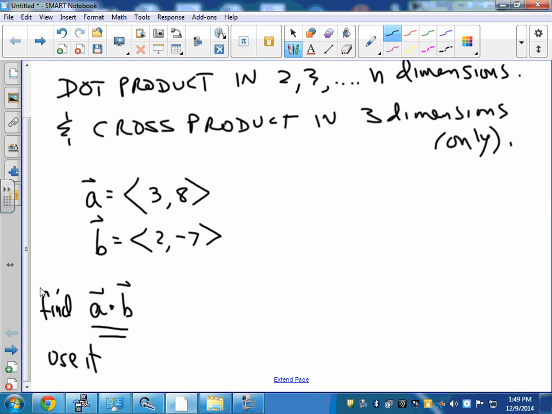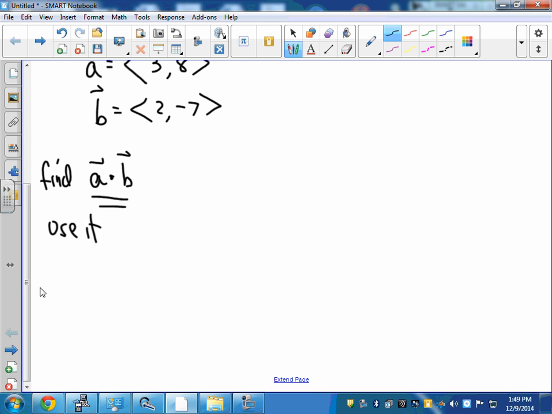And the application that we have, the one we've been looking at, is to find the angle between A and B.